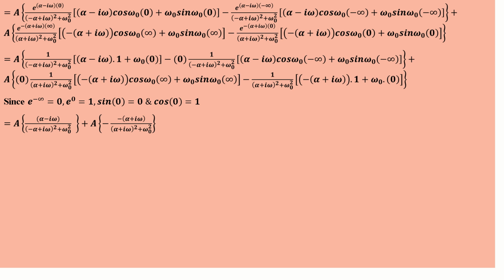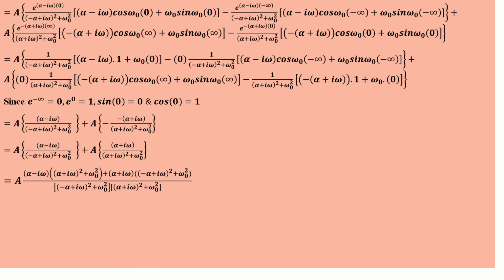In the first expression there are two terms, right? A into, there are two terms. I am taking the first term, second term becomes 0. The second expression, a into first term becomes 0, second term is minus of something is there, that is the thing, right? So which is equal to a into alpha minus I omega minus alpha plus I omega square plus omega naught square plus a into minus into minus plus alpha plus I omega, alpha plus I omega square plus omega naught square. So taking the LCM as usual.